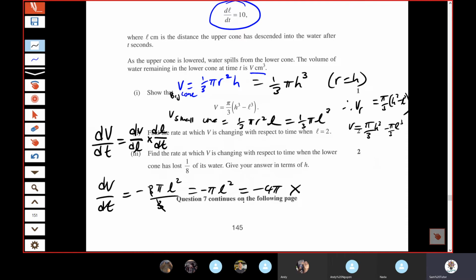Times dL on dt, negative 40 pi. Any questions? Should I start that again? Yes?